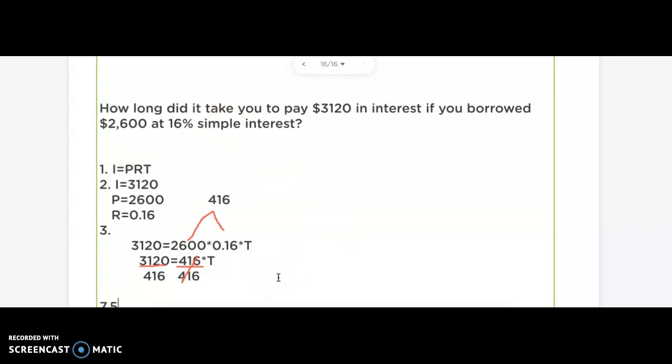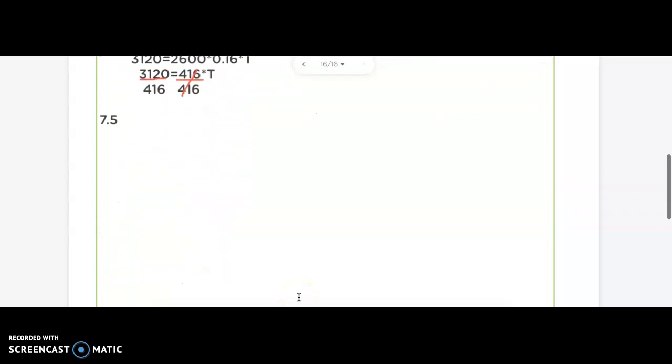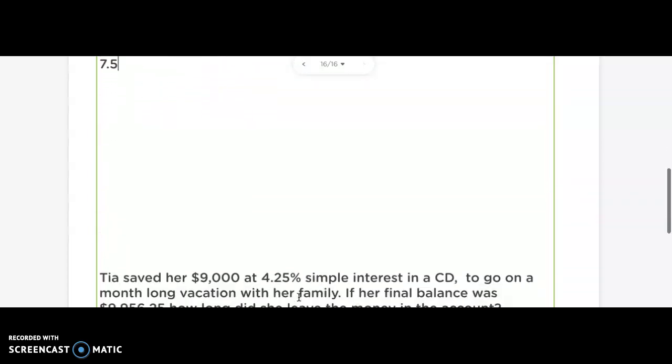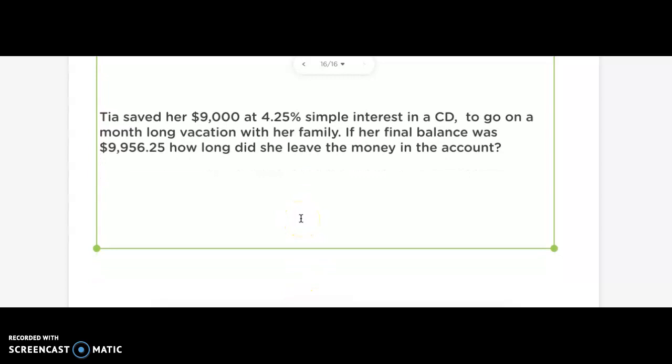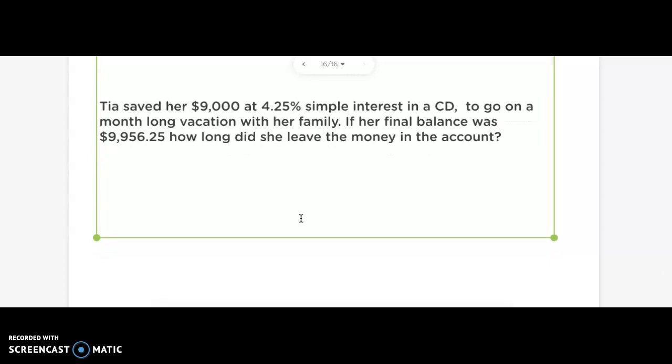I have one more example for you, and this is a little different. This one says that Tia saved $9,000 at 4.25% simple interest in a CD to go on a month-long vacation with her family. Her final balance was $9,956.25. How long did she leave her money in the account? Now, this one gave us the total amount. This one did not give us interest. The previous problem gave us the amount of interest.